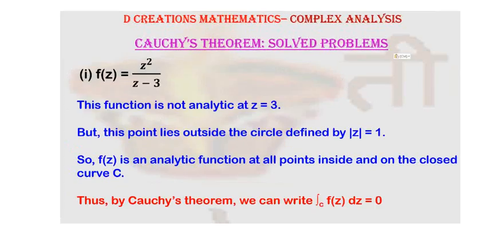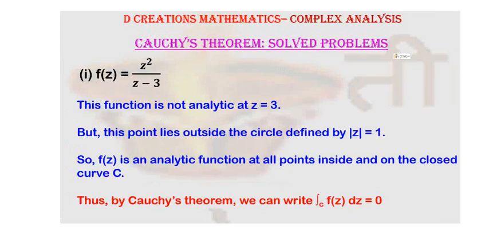Now, let us look at the questions. In the first case, f of z is z square upon z minus 3. Now, when you say that a function is not analytic, we first look at the denominator. Now here you will see that the denominator will become 0 only for the situation where z will be 3. That means this function will not be analytic for z is equal to 3.